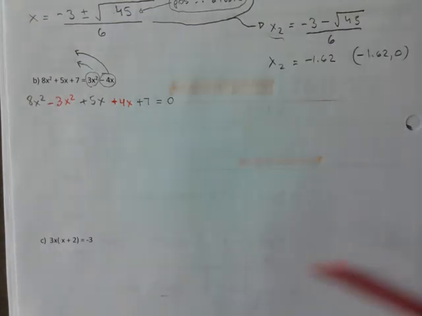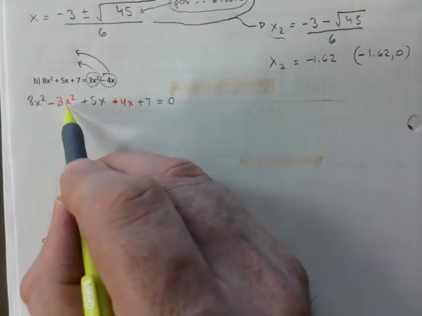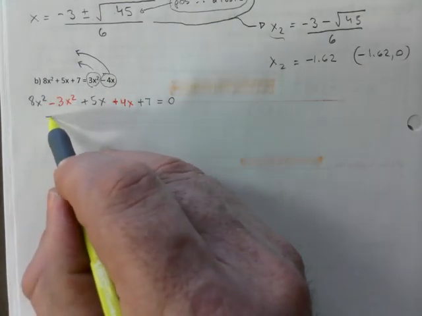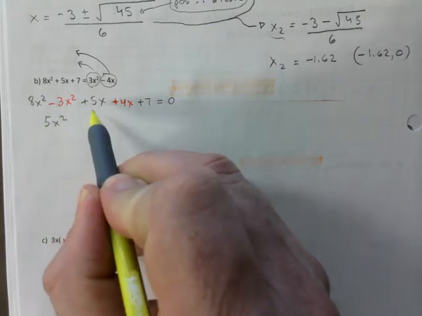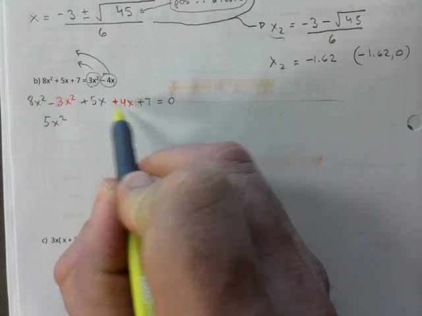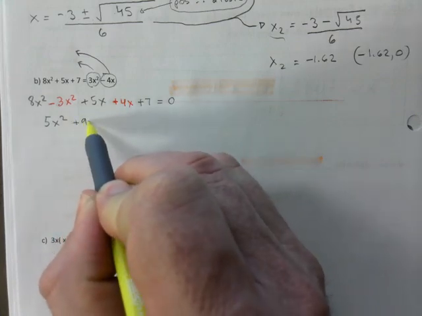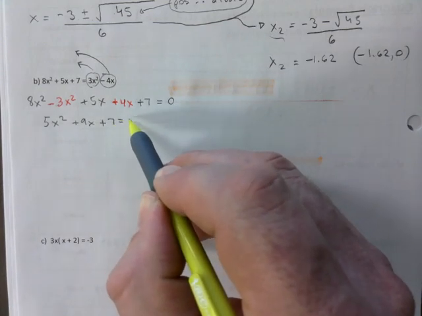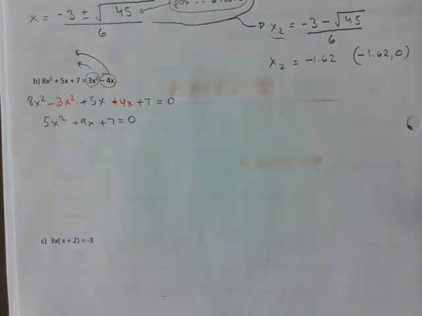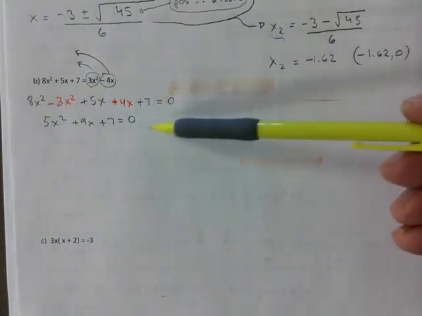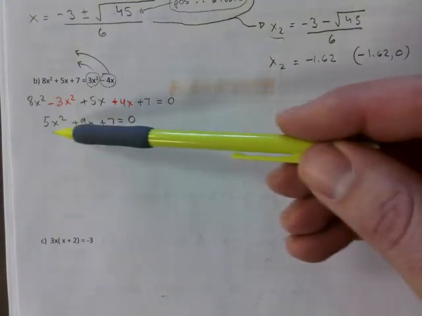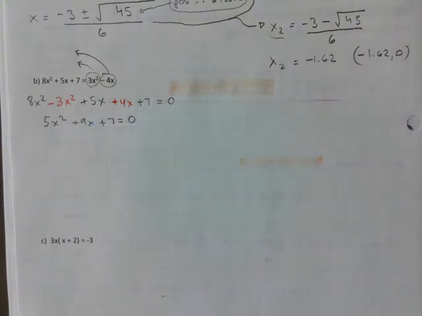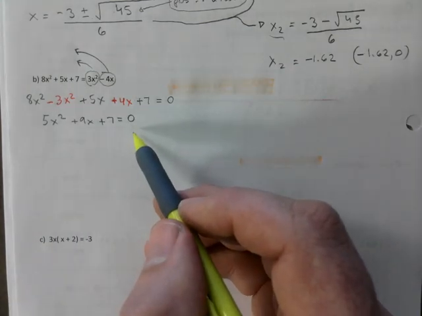And now you combine your like terms. 8x squared and negative 3x squared, that's 5x squared. 4x and 5x turn to 9x. And then 7. So these are just variations of what we've just done. So basically what it means is you got to do a little bit of extra work to get it to look like the general form. And now you have A, B, C. As soon as you have equal to 0 on the other side, you're done.